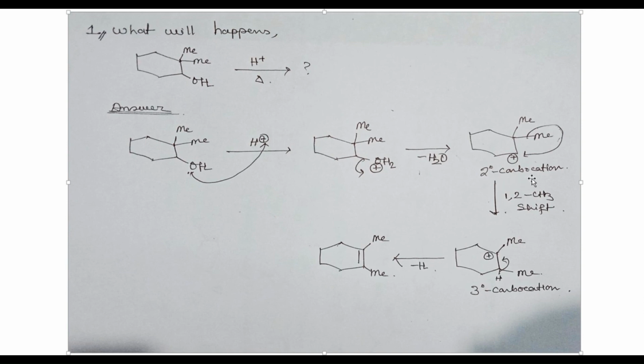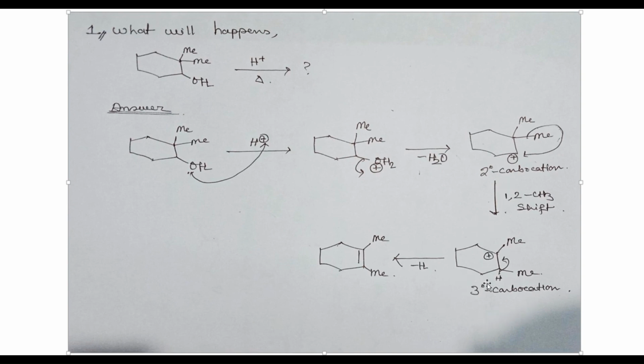degree. So let's see. Here, this is a methyl group, and if this methyl group migrates from this carbon to this carbon, then the corresponding carbon becomes a 3-degree carbocation. If this methyl group migrates from here to here, this carbon becomes a 3-degree carbocation, which is comparatively more stable than the 2-degree carbocation, the previous one. So this will obviously form.